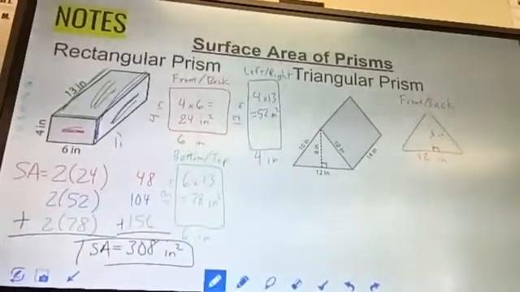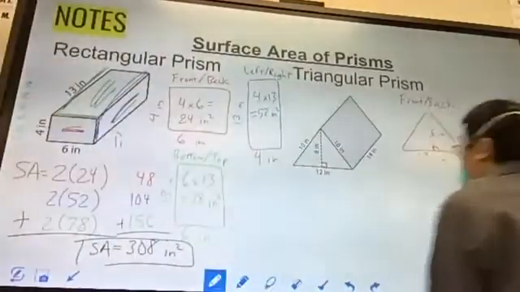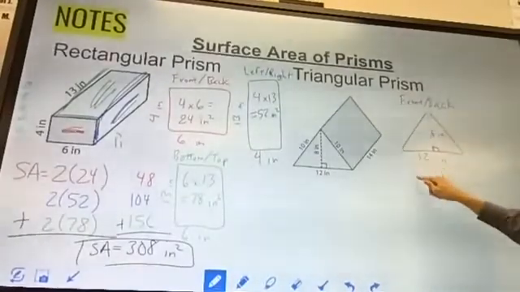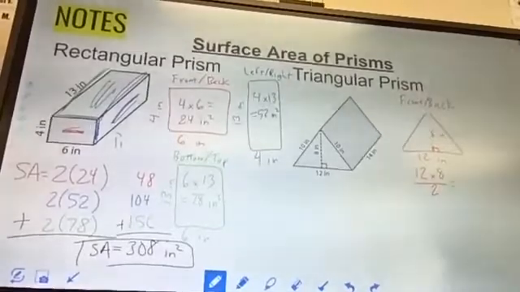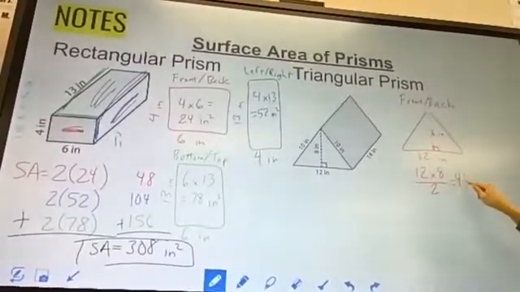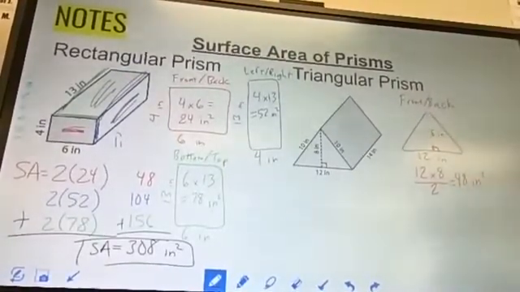So to find the area of a triangle, it's base times height divided by 2. So 12 times 8 divided by 2. And that gives us 48 inches squared. So that's the area of the front and back each.